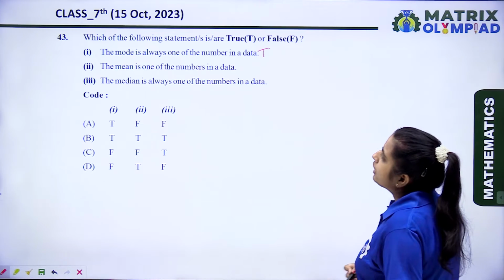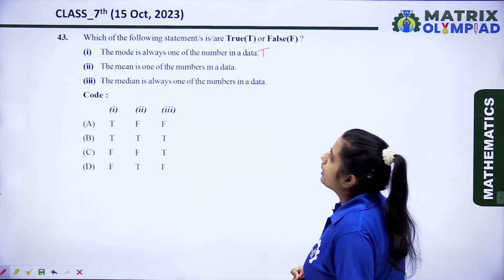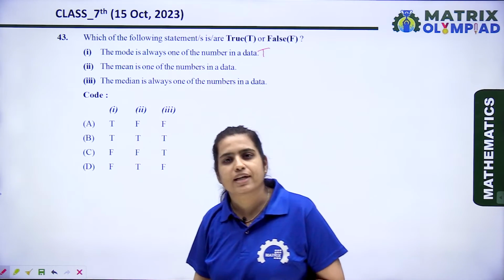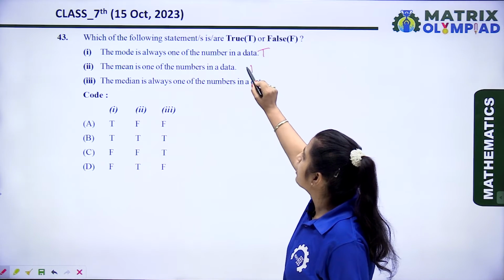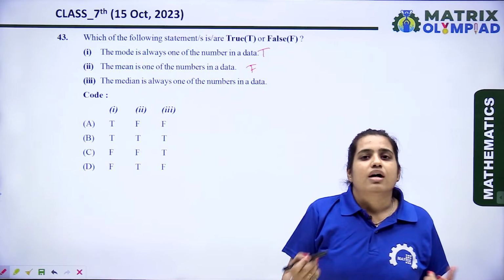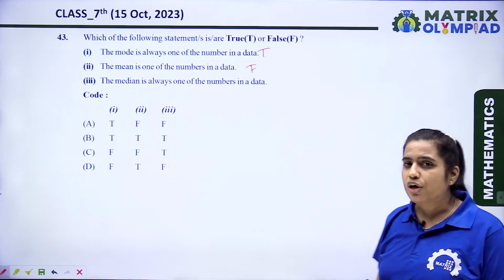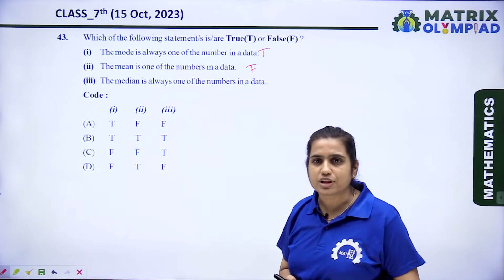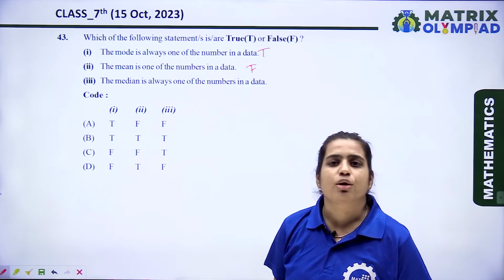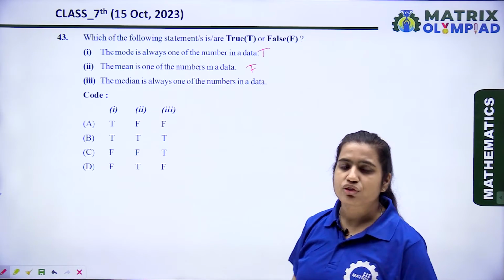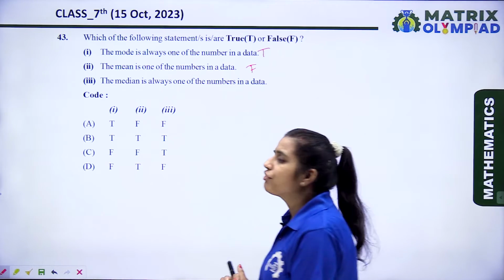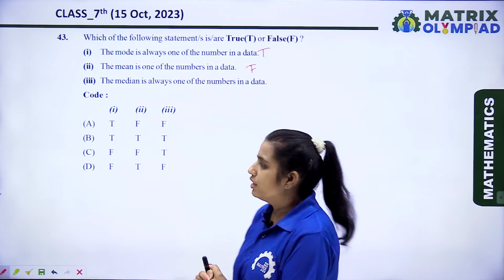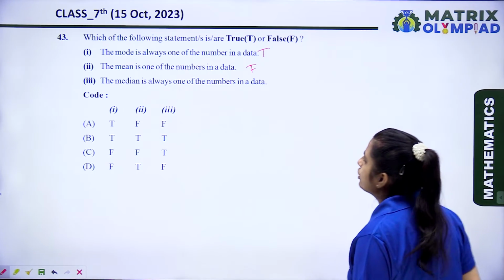Second is: mean is one of the numbers in the data. So this statement is false because mean क्या होता है? Mean is the average of the observations, or we can say the numbers. Mean का formula क्या होता है? Sum of all observations upon total number of observations, और जो answer है that can be different from the given data. So here the statement is false.